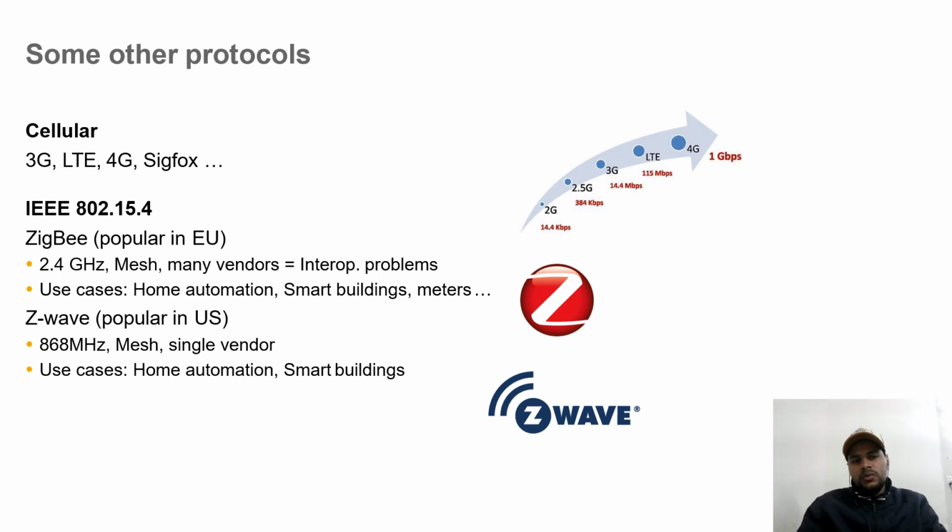Now the IEEE 802.15.4. IEEE is an organization which conveys various rules and guidelines for proper communication. First one is ZigBee. It is most popular in the EU, European Union. Designed for 2.4 gigahertz frequency, using mesh topology. There are many vendors using it, and it can be used in home automation, smart buildings, meters, etc. Next one is Z-Wave. It is most popular in the US, having 868 megahertz frequency, mesh topology, having a single vendor. It is also used in home automation, smart buildings, smart cities, etc.